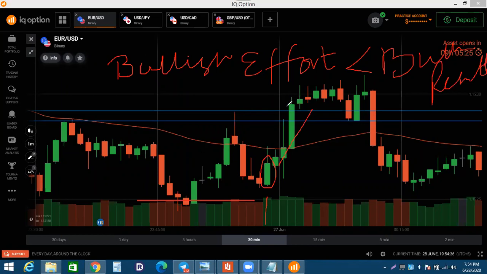So in this candle, the bullish result is high, but the bullish volume is not high. That is a sign that the trend will change direction in the near future.